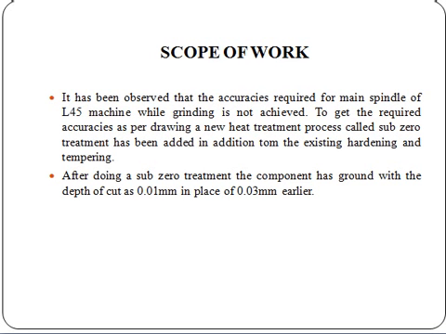Next, scope of the work. It has been observed that the accuracy required for the main spindle of the L45 machine while grinding is not achieved. To get the required accuracies as per drawing, a new heat treatment process called sub-zero treatment has been added in addition to the existing hardening and tempering. After doing sub-zero treatment, grinding has been done with a depth of cut of 0.01 mm in place of 0.03 mm earlier.